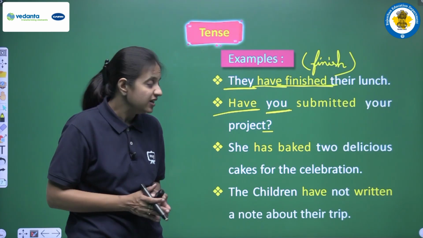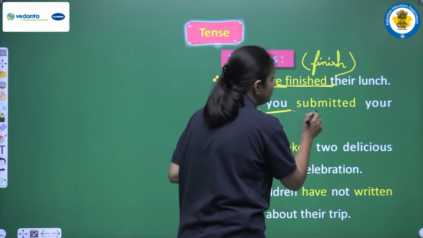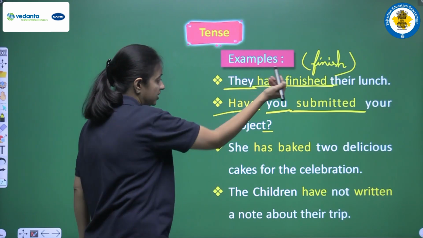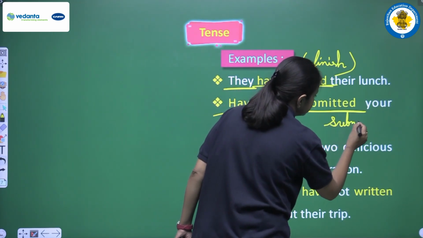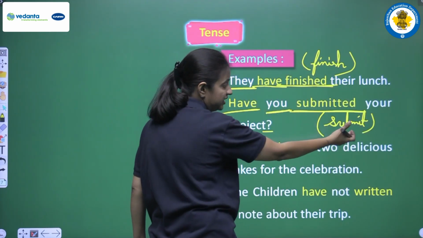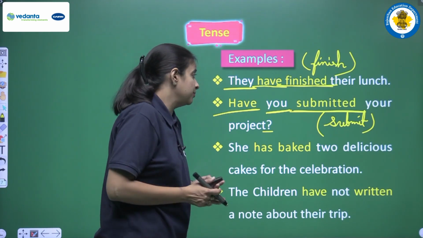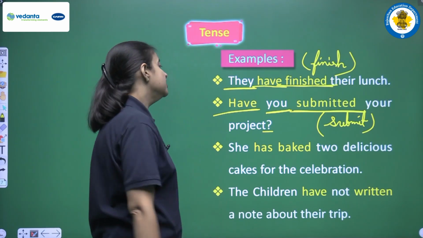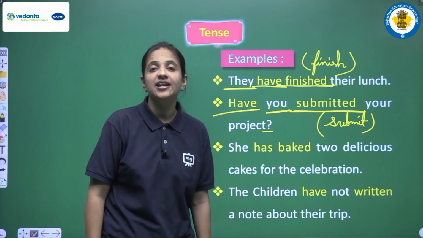This is a question. So we are having have at the beginning, and we have submitted, that is the third form of submit. Okay, so here submit, this is the third form of submit. So we have converted submit to submitted, and our sentence is, have you submitted your project? Clear? Next one is she has baked 2 delicious cakes for the celebration.